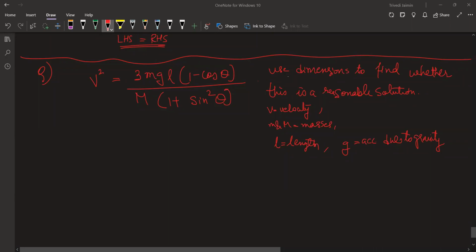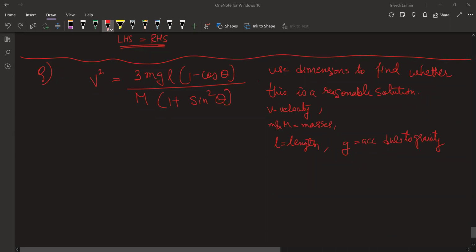Okay. First, I want an answer from everyone. Sir, I'm getting M1, L minus 1. Say again, Samarth. So we have to find the formula of V square, right? No, we don't have to find that. We have to check the dimensions, whether it's a reasonable solution, correct or not dimensionally. Sir, okay, I'm getting that it is not a solution. It's wrong.